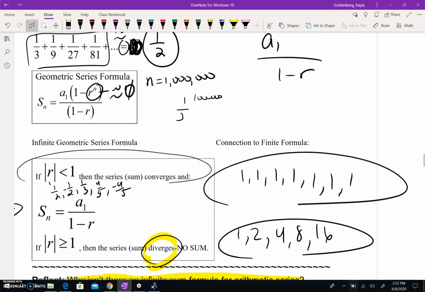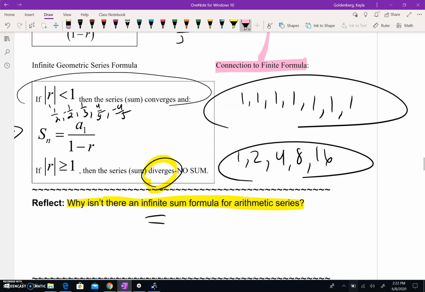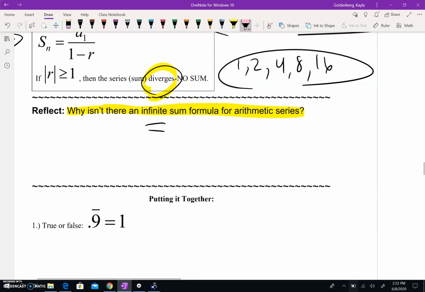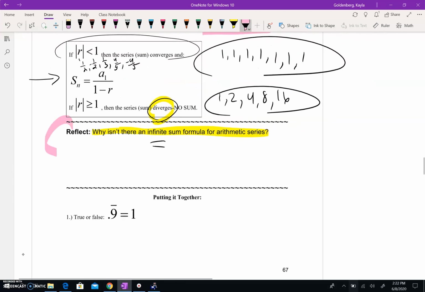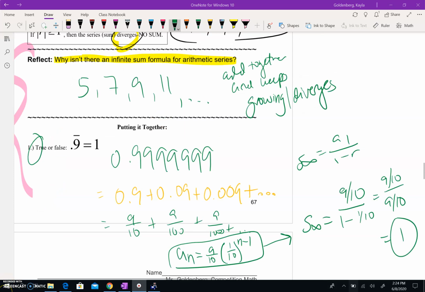The connection to the finite formula was just this idea up here that I was showing you. And then there's a putting it all together question as well. So unpause when you're ready to see these two. Okay, your answers. The reflection is just like up above, the sum just keeps growing. Number 1 is really interesting, so we'll probably chat about it together.